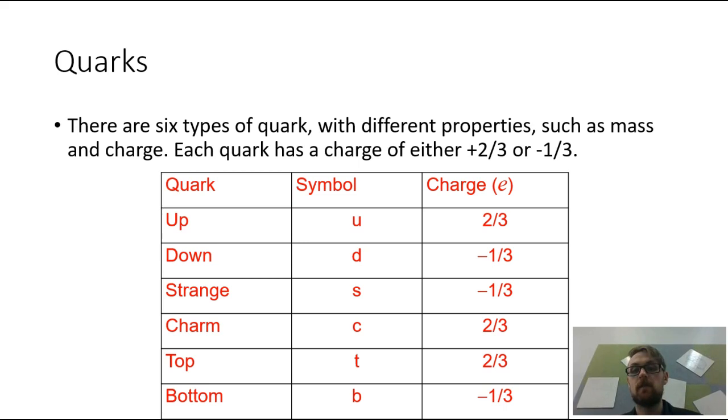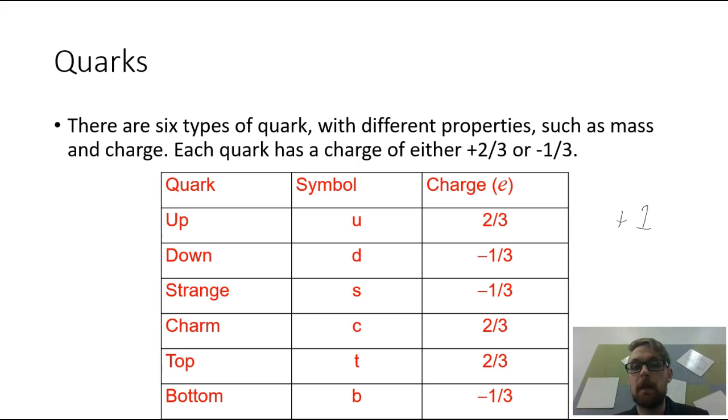So there's six types, as we've seen, and they all have different properties. Their mass is different, their charge is different, but basically they all have to have a plus 2/3 or a minus 1/3 charge. So let's have a look. The up symbol U has a charge of 2/3, so plus 2/3. We remember that a proton has plus 1, so this has 2/3 of a proton. The down has minus 1/3. Strange has minus 1/3. Charm plus 2/3. Top plus 2/3. Bottom minus 1/3. So you can see that's a similar pattern.